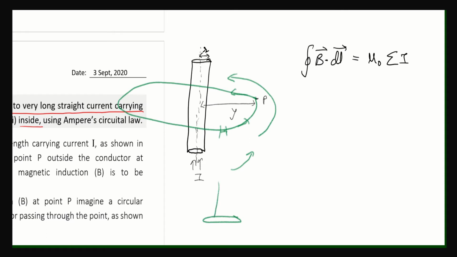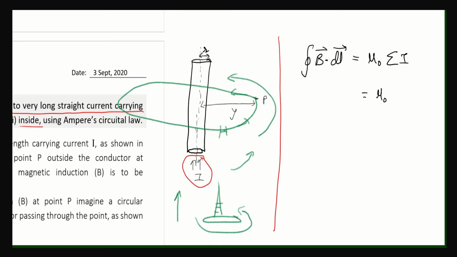So again, place a right hand screw and rotate it in the same fashion, and you will see that the screw will advance in the upward direction, and our current is also in the upward direction. So should this I be positive or negative? It should be considered positive. Okay, so the right hand side is mu 0 into I, because you have a single conductor. We don't have I1, I2, I3, so the right hand side is simply mu 0 into I.